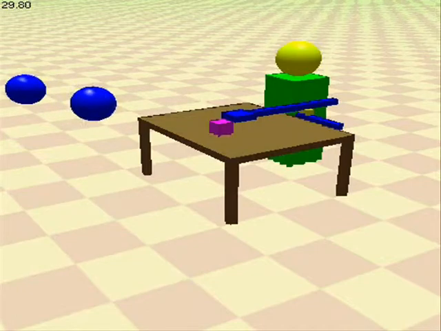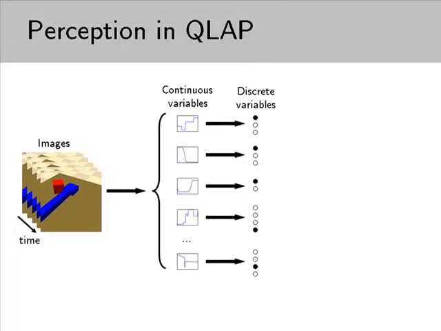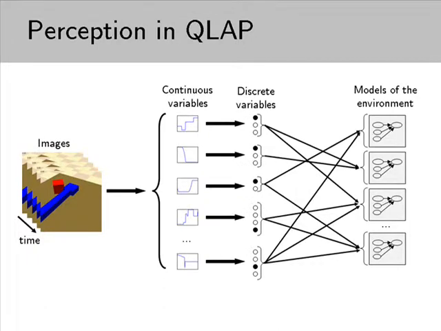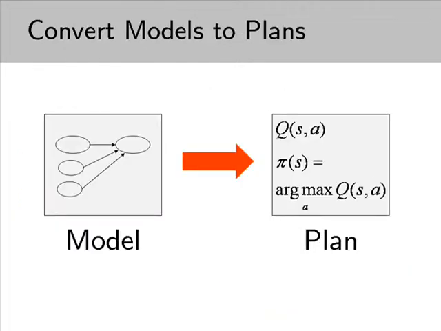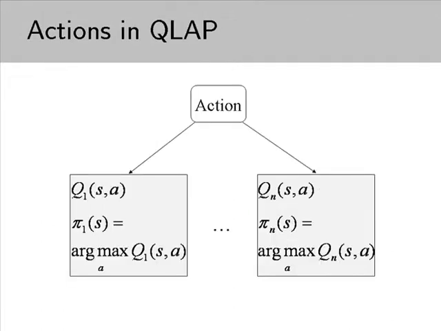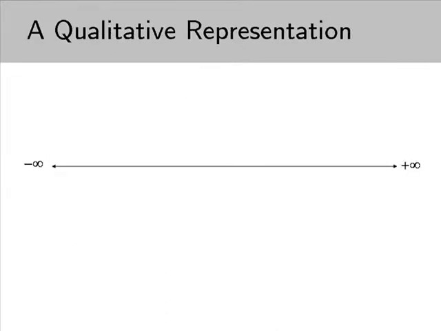And so we do that through QLAP. QLAP starts off with a set of continuous variables that we saw. It discretizes those variables in a way we'll see in a moment. It creates models of those variables, and with each model then it can find a discretization to make that model more reliable. With a model then it can convert the models to plans, and then plans are ways to form actions, and this forms a network of actions and plans that are the capabilities of the robot.